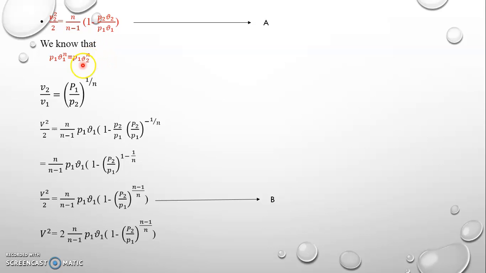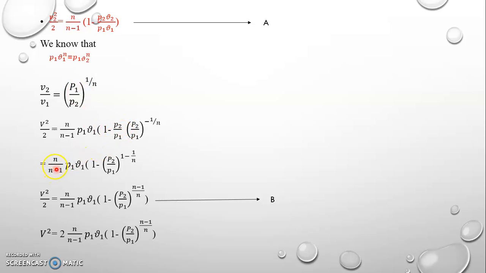V1). We know that P1 V1^n is equal to P2 V2^n. Finally, we get the specific volume ratio V2 by V1 is equal to (P1 by P2) power of 1 by n. V2 squared by 2 is equal to n divided by n minus 1 P1 V1 (1 minus P2 by P1 into P2 by P1 power of minus 1). Here P1 by P2 is reciprocal, so we have to write P2 by P1.